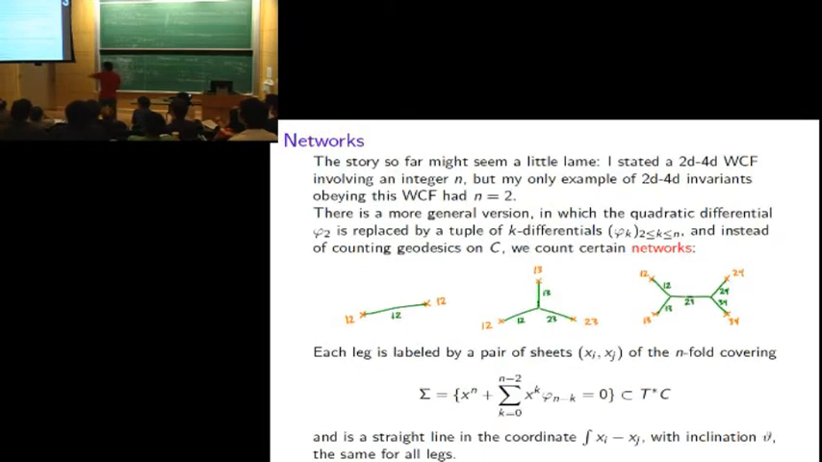Okay, so I have to go quickly. So far my story might seem a little bit lame because I told you a 2D4D wall crossing formula that involves an integer n, but the only example of the 2D4D invariants that I told you had actually n equals 2. So there's a more general version, and this is the part that's a little bit in progress, although it seems to be mostly under control now, where the quadratic differential phi 2 gets replaced by a tuple of k differentials, so phi 2, phi 3, and so on up to phi n.